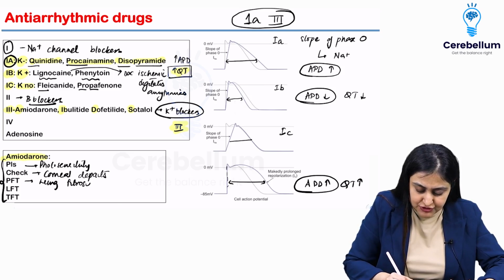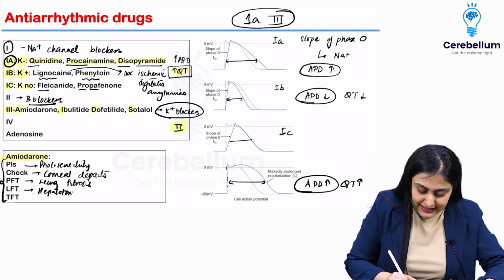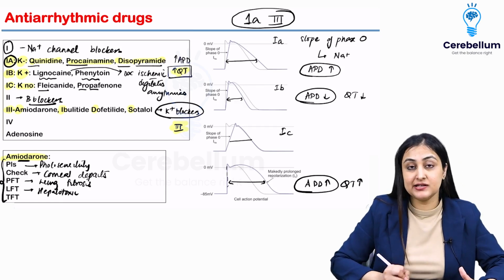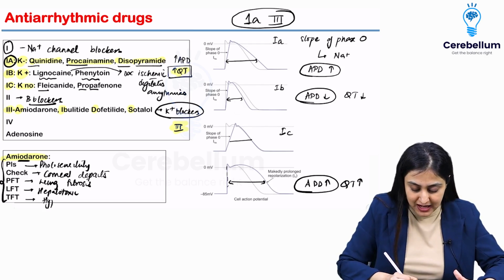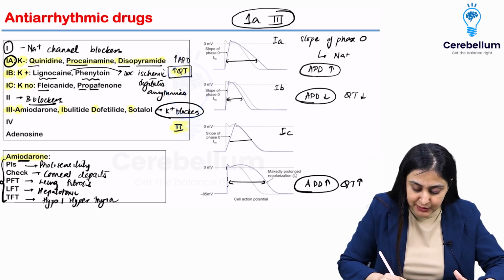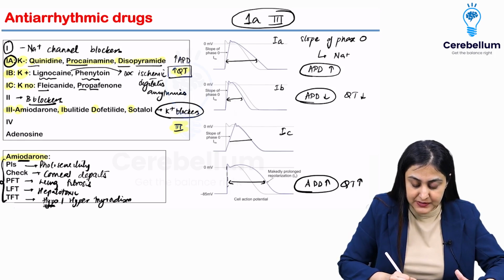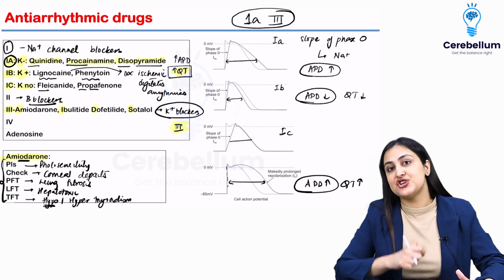We'll also do this in general pharmac. LFT because it is hepatotoxic, and TFT because iodine. Can you see IOD here? This has 40% iodine, and that is why it can cause hypo or hyperthyroidism both. When excess iodine causes hypothyroidism, that's known as Wolff-Chaikoff effect.